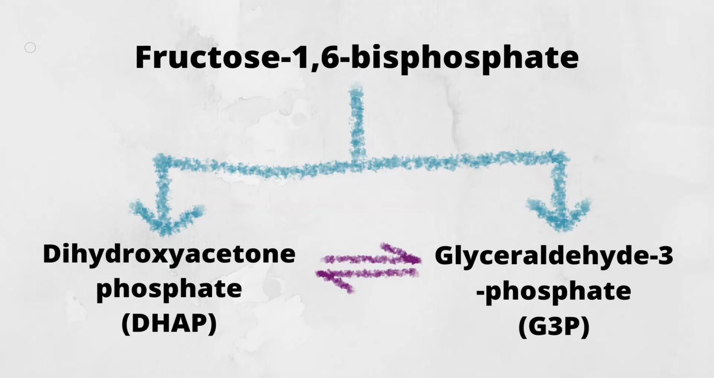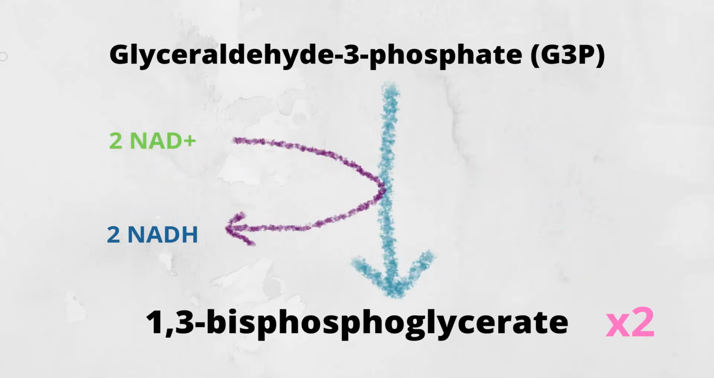Fructose 1,6-bisphosphate is split into dihydroxyacetone phosphate (DHAP) and glyceraldehyde 3-phosphate (G3P). DHAP is rearranged to form G3P. 2 G3P are oxidized and phosphorylated to form 1,3-bisphosphoglycerate. NAD+ is reduced to NADH and H+.